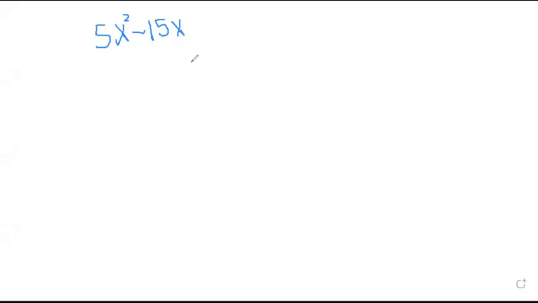Hello, grade 9. Today, inshallah, we are going to study factoring by taking GCF. In the previous lesson, we studied how we can find the GCF, like 5x to the power of 2 minus 15x. Then, what is the GCF, which we can find here?